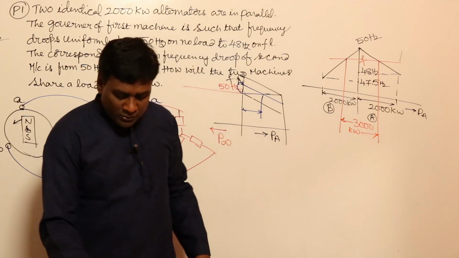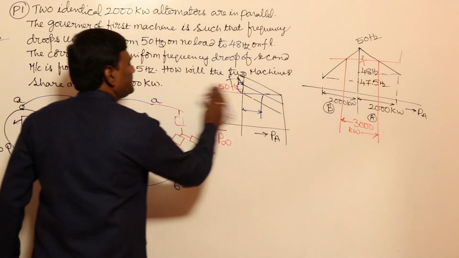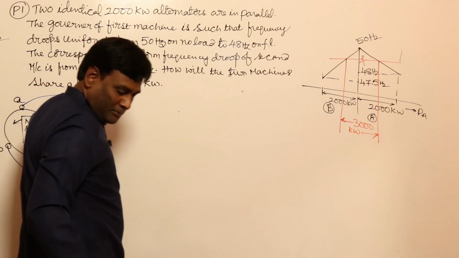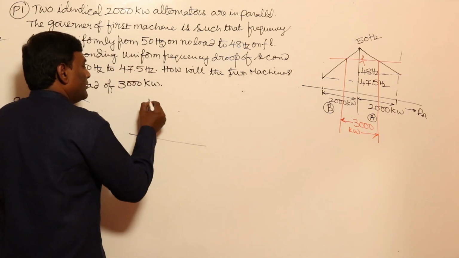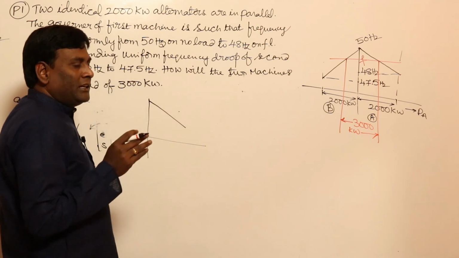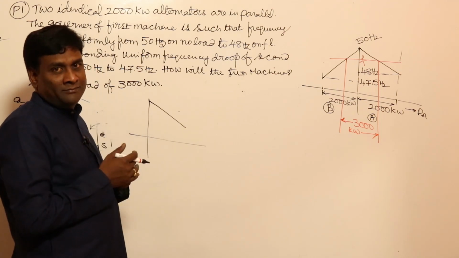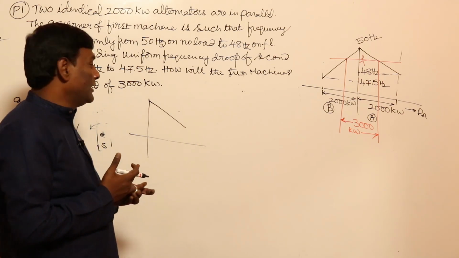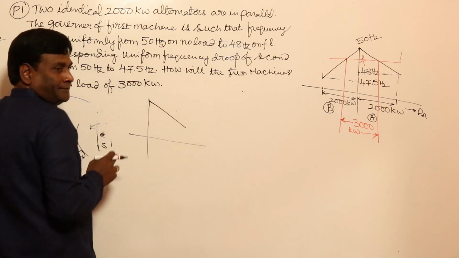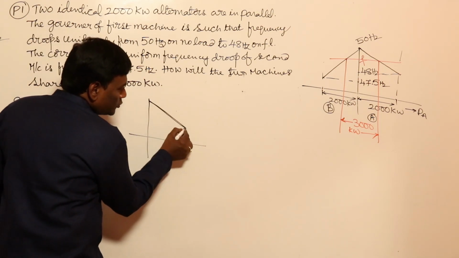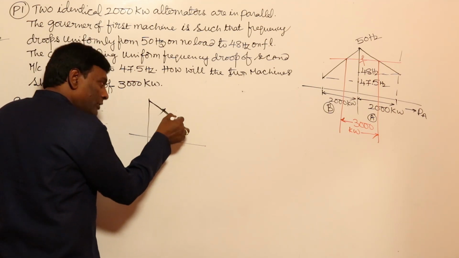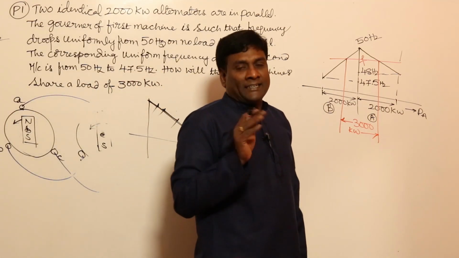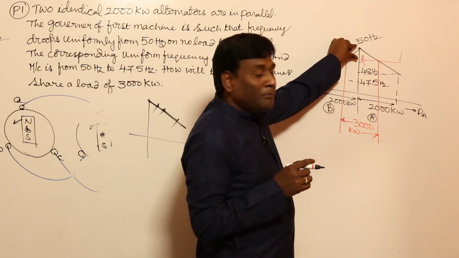Now we have to follow the slope characteristics. If you follow the slope, you will get the answer. Ideally the speed regulation characteristic is non-linear, but for simpler calculation, because we are at UG level and not at research level, they make it linear. From here to here the slope is the same everywhere. What is slope? dy by dx: frequency change by power change.